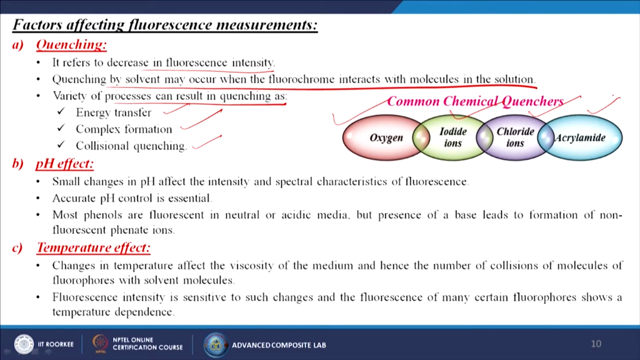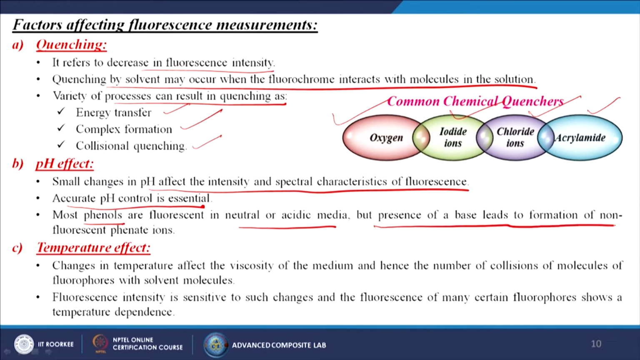Next one is pH effect. Small changes in pH affect the intensity and the spectral characteristics of fluorescence. Accurate pH control is essential. Most phenols are fluorescent in neutral or acidic media, but the presence of a base leads to formation of non-fluorescent phenate ions. Then the third one is called the temperature effect.